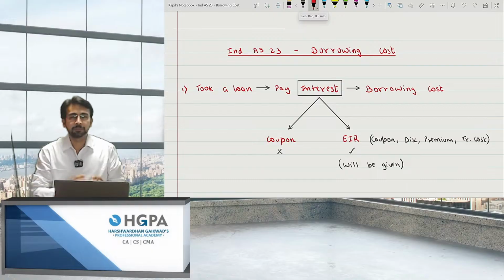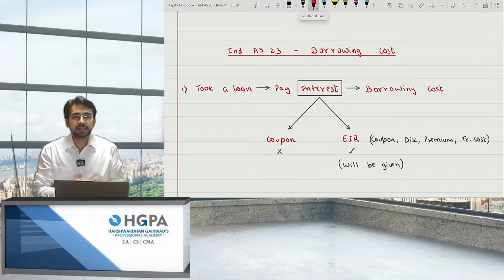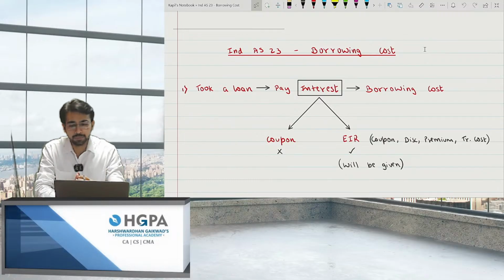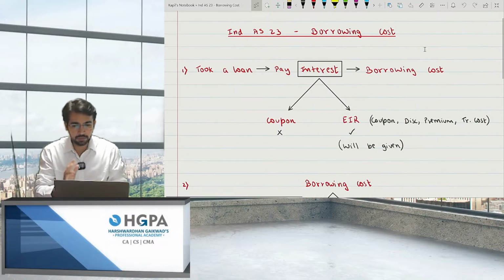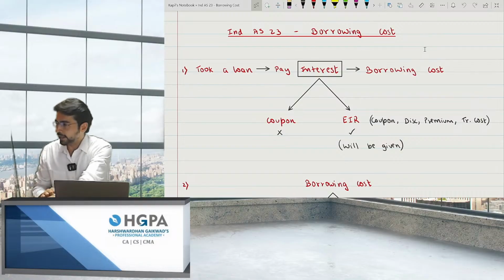Let's start. Today we are going to cover IND AS 23, that is borrowing cost. One of the important and one of the easy IND AS, right? If a question comes from this borrowing cost, that will be a bonus question for you. Make some notes with me if you are writing with me.